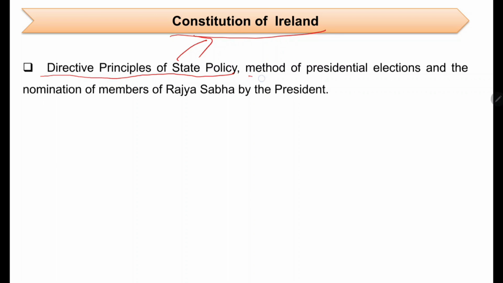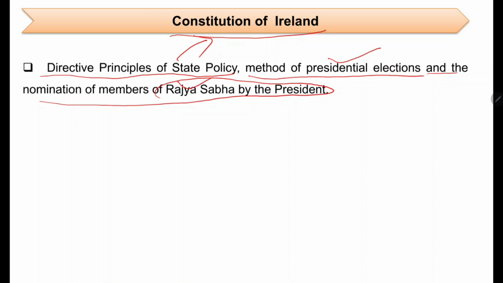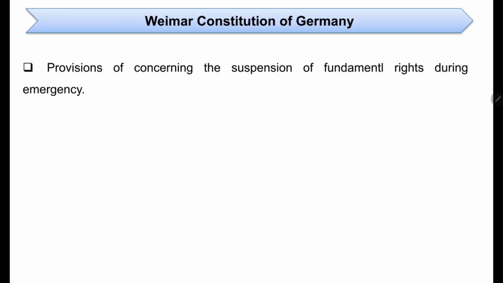And another feature, the method of presidential election, and also the nomination of members of Rajya Sabha by the president. So these methods of presidential election as well as nominating the members of Rajya Sabha, these procedures, have also been borrowed from where? Ireland. Next we have the Constitution of Germany. What have we borrowed?